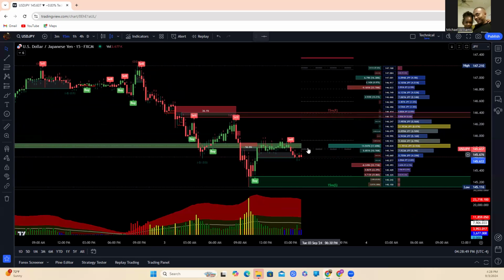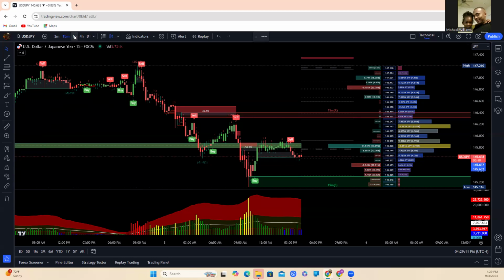And the other thing I like about the UT bot alerts is that you can set actual alerts so that you don't have to be at your computer the whole time. You should be able to get alerts telling you that we just got a buy signal at a certain area. So if you're targeting a certain area, you're able to get that.